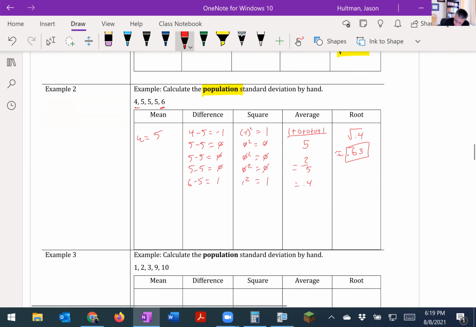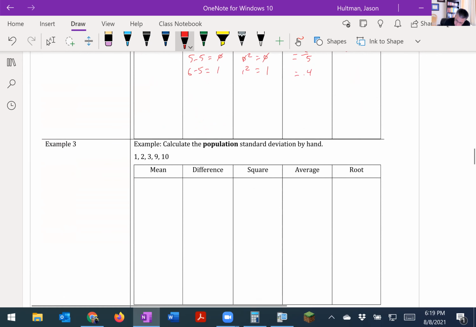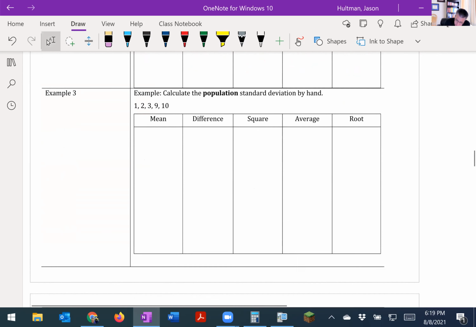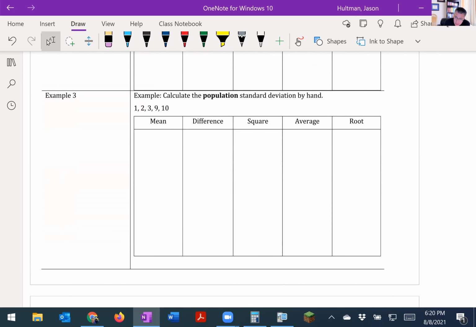Okay, let's look at our second one here. Calculate the population standard deviation by hand. Again, what was mu? Mu was 5. We calculated that previously. We add them up, divide by 5.